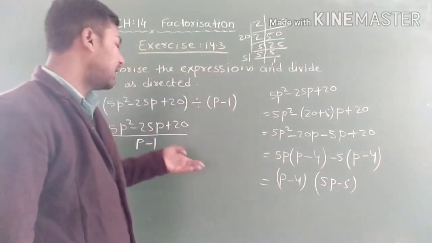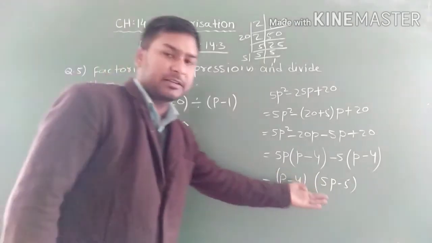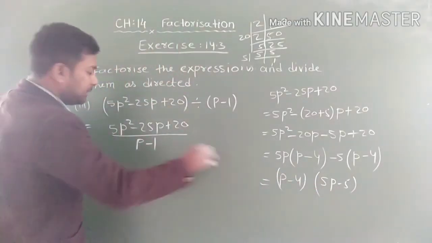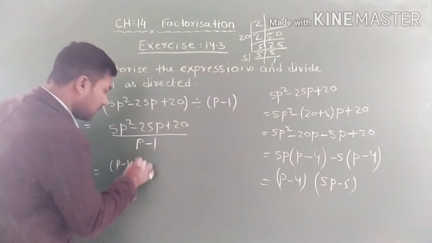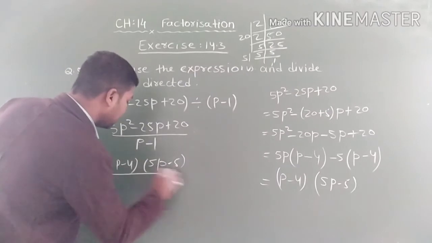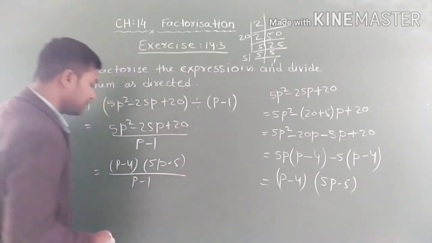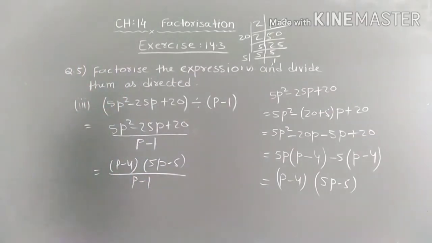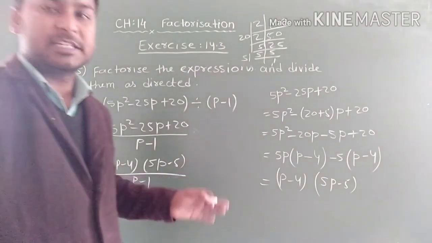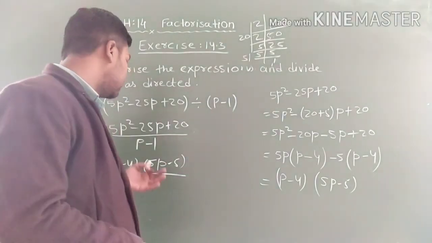So we can write at the place of this, we can write these factors. So just write it. This is p minus 4, 5p minus 5, divided by p minus 1. Okay. Now this is the complete explanation and this is the answer.